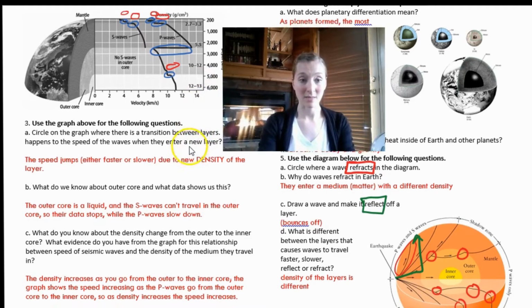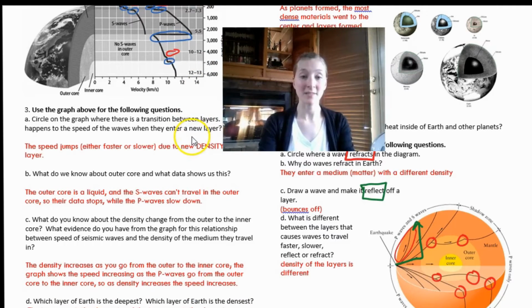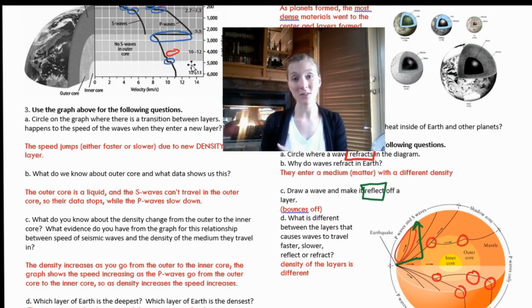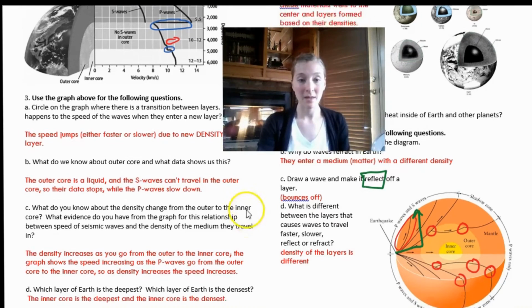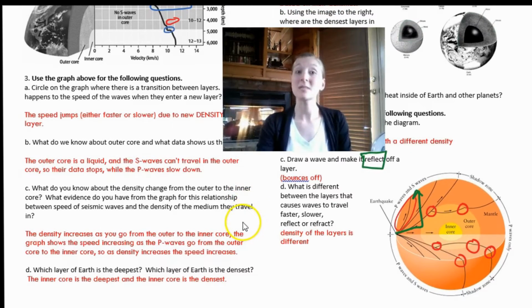So that also tells us then when we get to letter C, what do you know about density change from the outer core to the inner core? Well, we know it gets more dense. First of all, we can see right here that from the outer core to the inner core, it gets more dense just by the data listed on the chart. But we also know because the speed of the waves is increasing that the density is increasing as well. So we have two pieces of evidence there. All right, next question is, which layer of Earth is the deepest and which is the most dense? The inner core is both the deepest and the most dense, and we can see that right there on the graph. But we also know that just from different experiences as well.